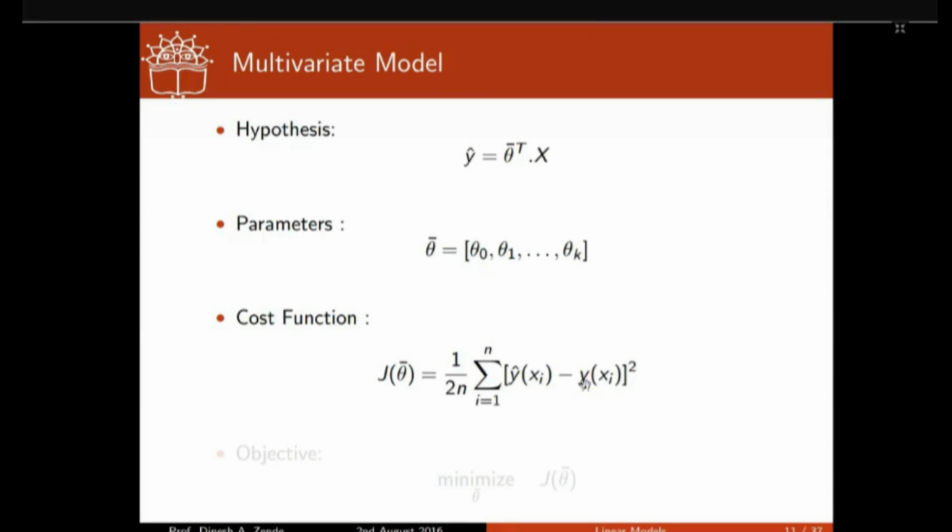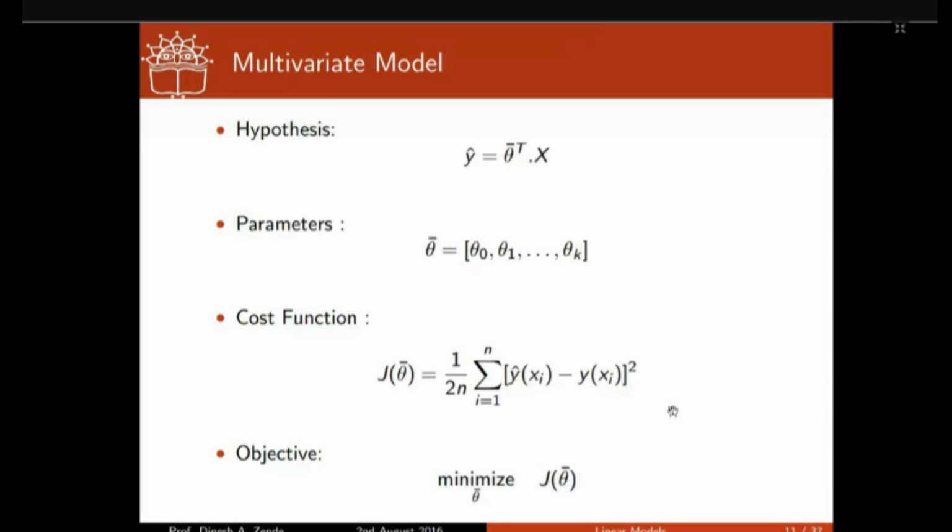So y cap of x^i minus y of x^i, squared, is the error. The order doesn't matter, actual minus predicted or predicted minus actual, squared. Then take the summation of this and the average, so it is 1 by 2n. And what is the objective? The objective is to minimize J of theta.